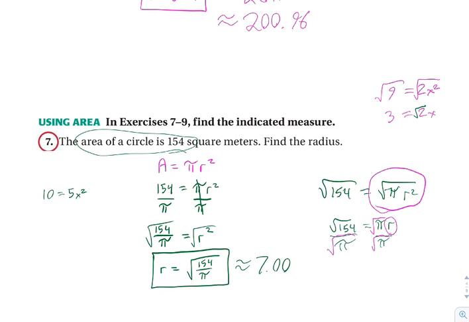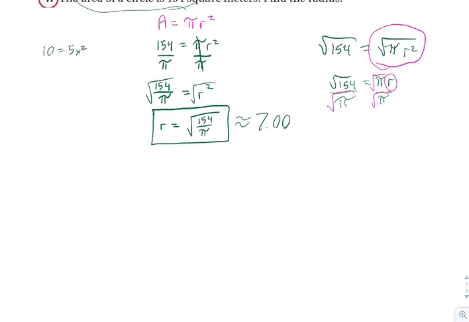So either one, the exact answer or the approximate answer, it wasn't clear here which one it preferred. On a test or exam, I would be really clear which I was asking for.